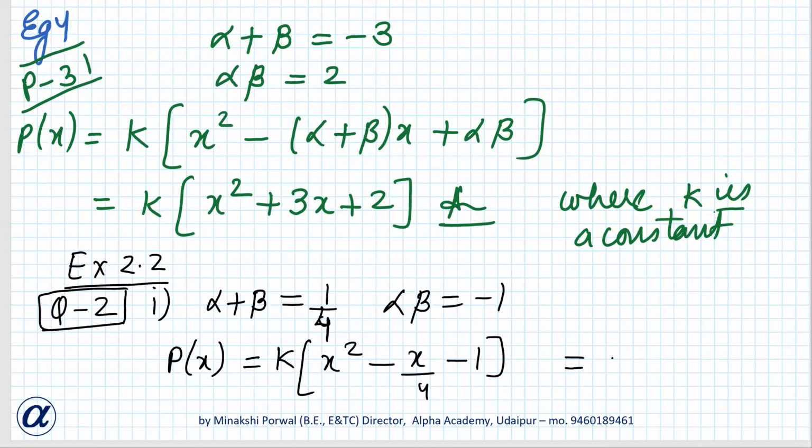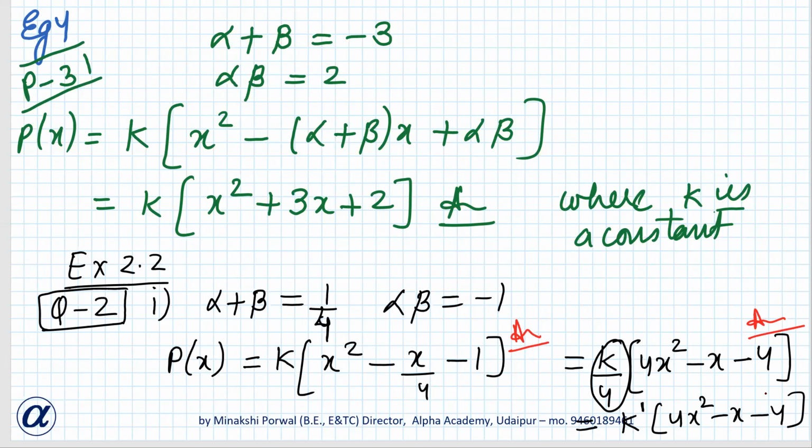Ma'am, solving further, it becomes k upon 4 and then in bracket 4x square minus x minus 4. This k upon 4 we can also write as a constant, it is also a constant. So you can write k only. All these are correct. If you write this, it is also correct; if you write this, it is also correct, and this is also correct. All three are correct.